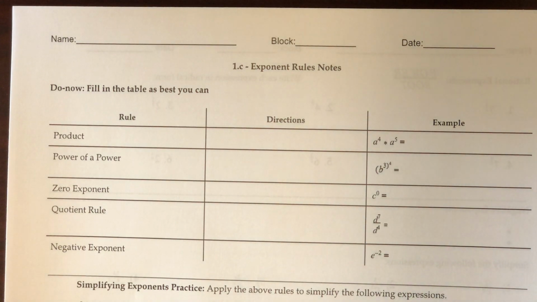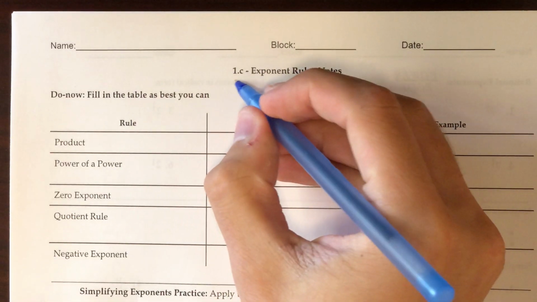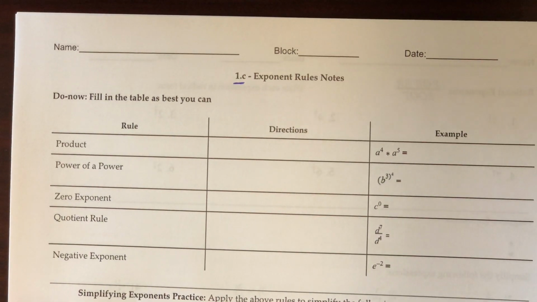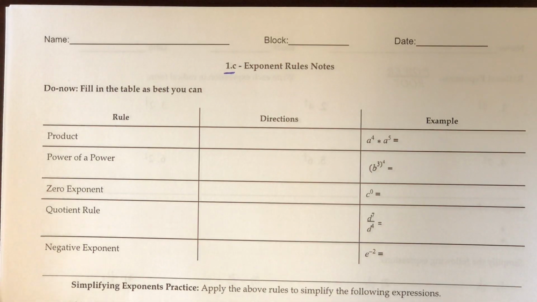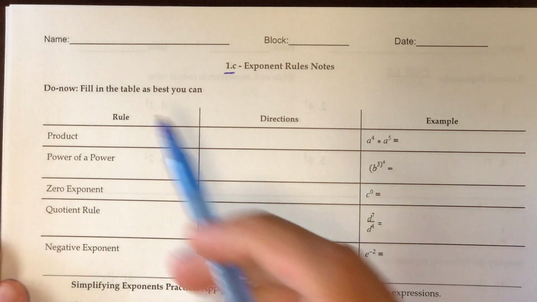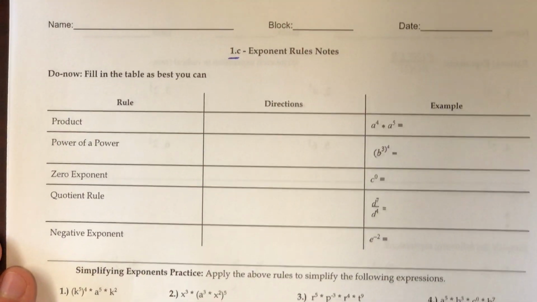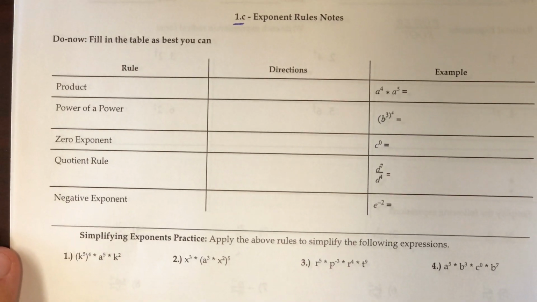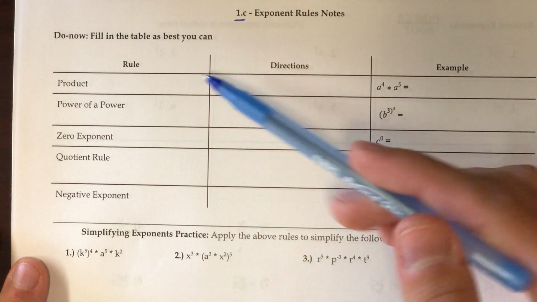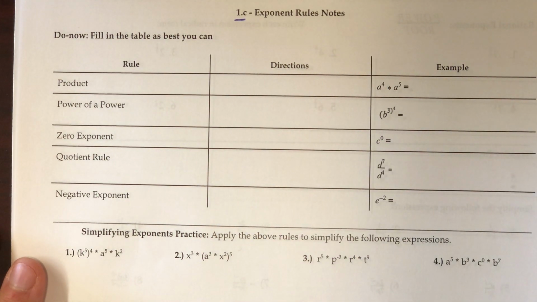Okay, here's our exponent rules notes. So this is learning target 1.c, our third category of learning targets. To get started, your Do Now is to just fill in this table as best as you can. These are all of our most important exponent rules.